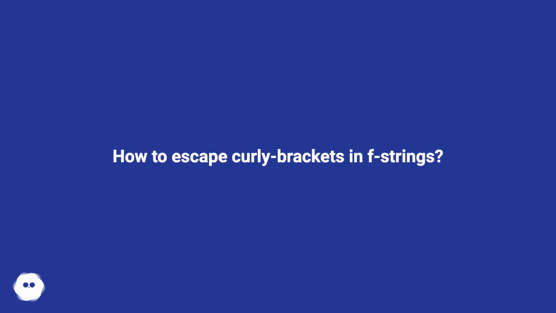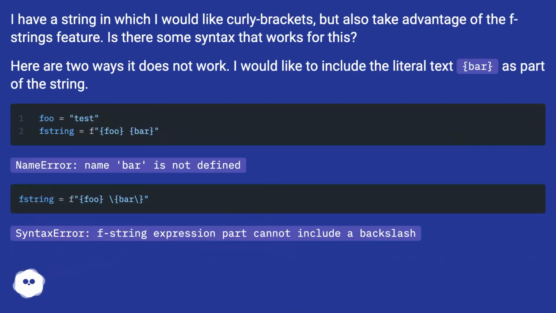How to escape curly brackets in F strings. I have a string in which I would like curly brackets, but also take advantage of the F strings feature. Is there some syntax that works for this? Here are two ways it does not work.